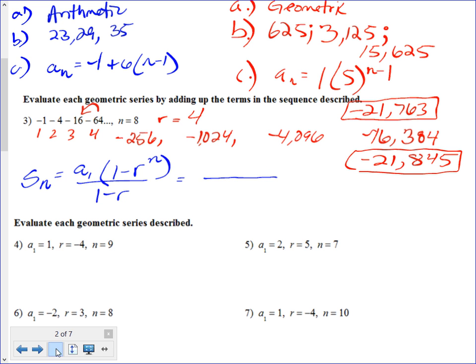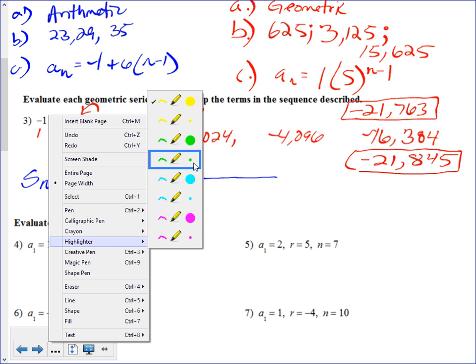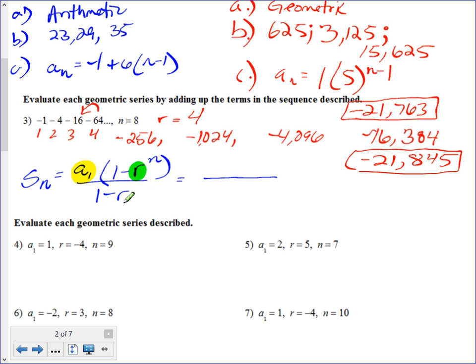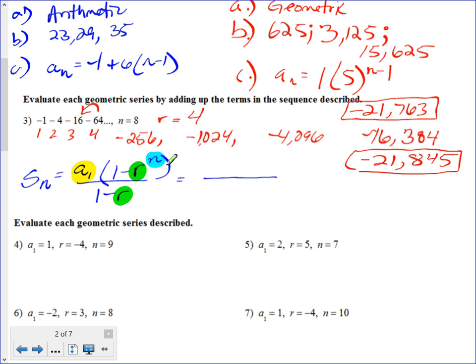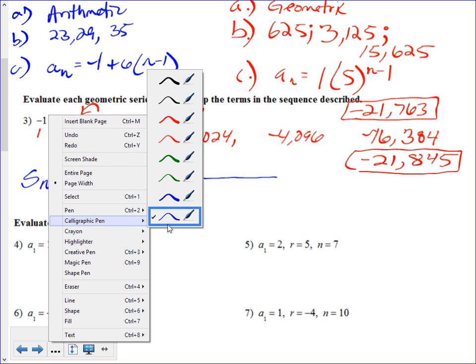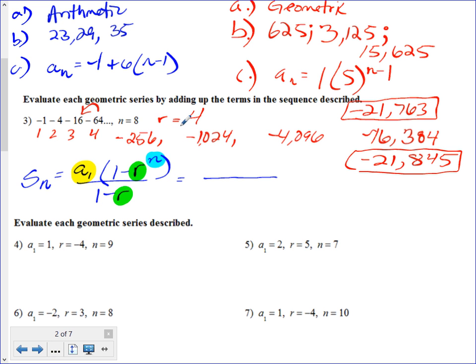So you need to know 3 things for this formula also. It's kind of like a common thing. You need to know the first term. You need to know the common ratio. And you also need to know the number of terms. Do we already have all that information?